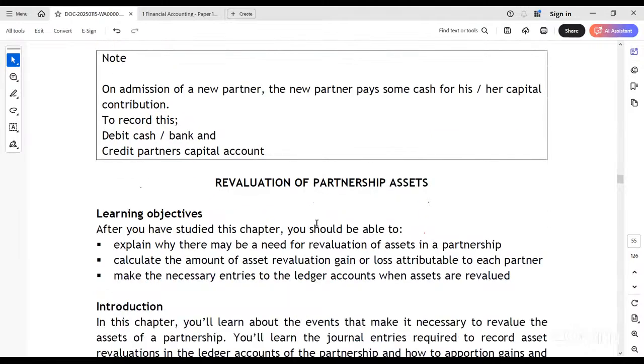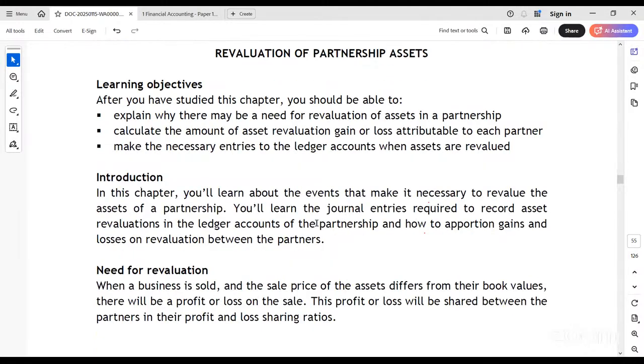Now, when we change ratios, when we admit a new partner, or when an old partner is retiring, or in case of death, assets have to be revalued. Revaluation of partnership assets. Assets will have to be revalued whenever a partner is being admitted, whenever a partner is retiring, or whenever there is a change in profit and loss sharing ratios. The assets of the partnership have to be revalued.